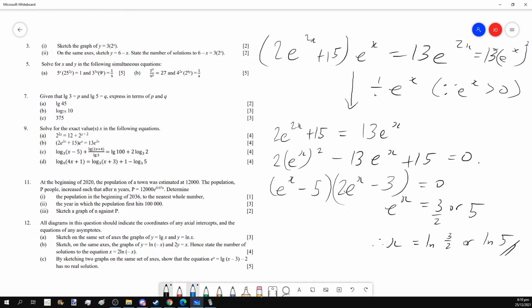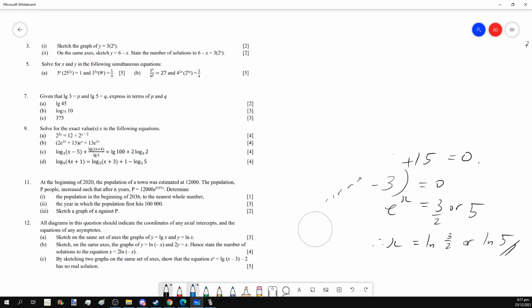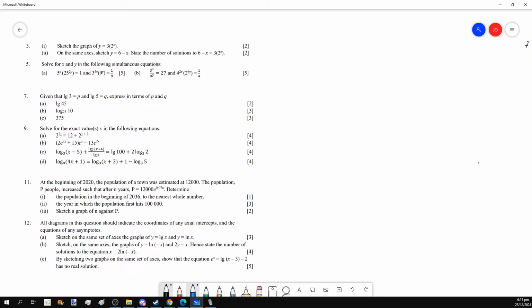Of course, you should put these values back into the original problem and check to make sure there are no fake news answers. In this case, from what I recall, both of them are correct. The next problem will indeed have fake news, however. So let's take a look at 9 part C.